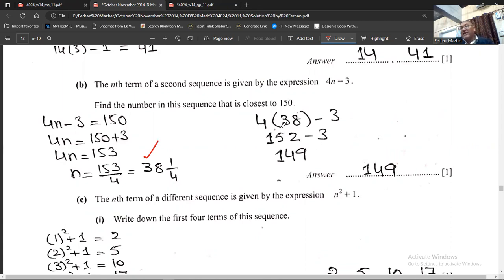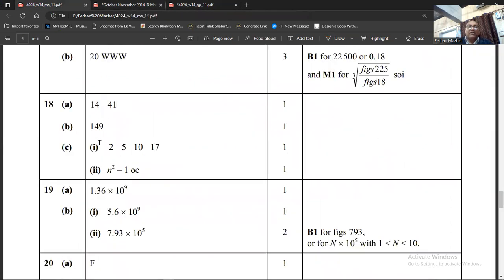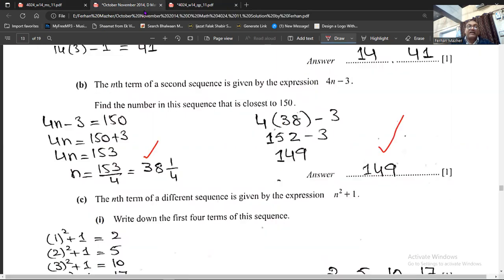So now I will find the 38th term. That will be 4 into 38 minus 3. That will be 152 minus 3, and that will be 149. So it means the nearest term is 149. 149 is the right answer, sir. You can see both these answers are right.